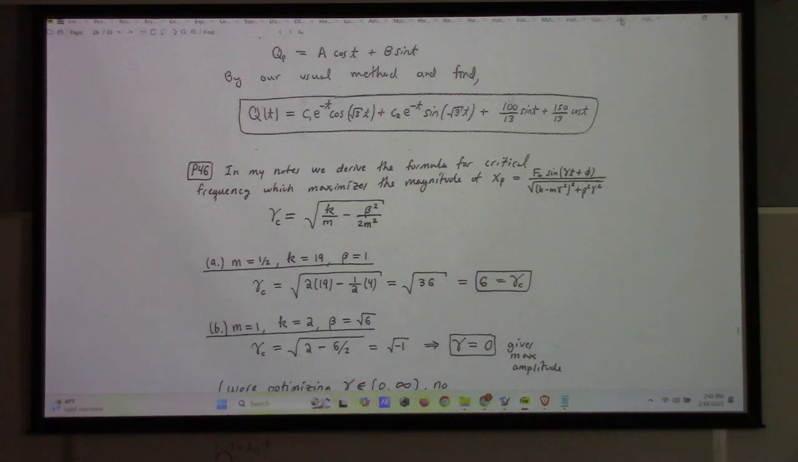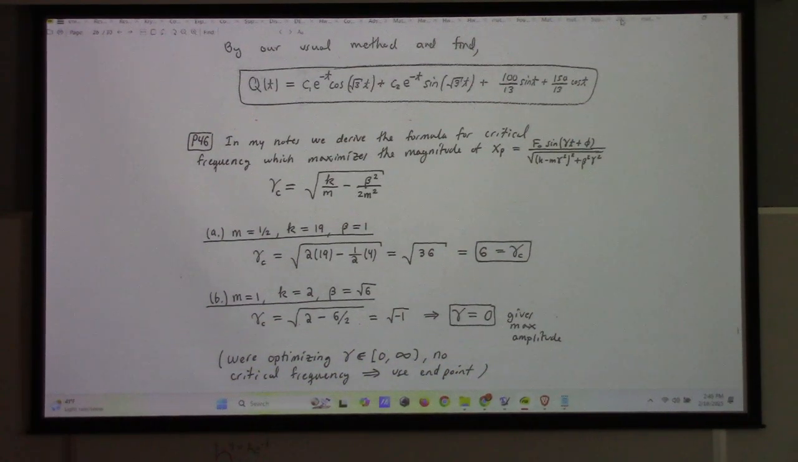This problem here looked scary, but it's actually really easy. All I was really asking you to do is read the notes, find the critical frequency formula, and plug in the numbers. When you do, you get a critical frequency of 6 for this one. And for this one, the critical frequency formula works out to be -1, which means that in this case we have to use the DC signal. The 0 frequency would give us the maximum amplitude.